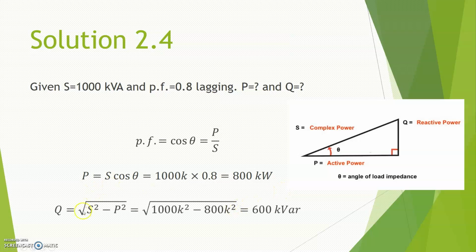Based on the trigonometry rule, S squared is equal to P squared plus Q squared. We can rearrange the equation so that Q is equal to the square root of S squared minus P squared. Substitute the value of S and P: 1000K squared minus 800K squared, and then find the square root of the operation. Finally, you get 600K VAR. So that's how you apply the concept of the power triangle to solve the problem.